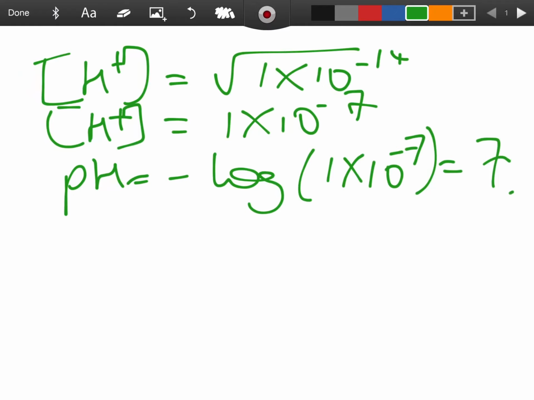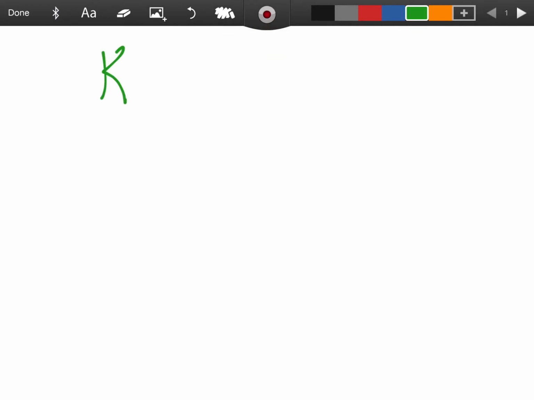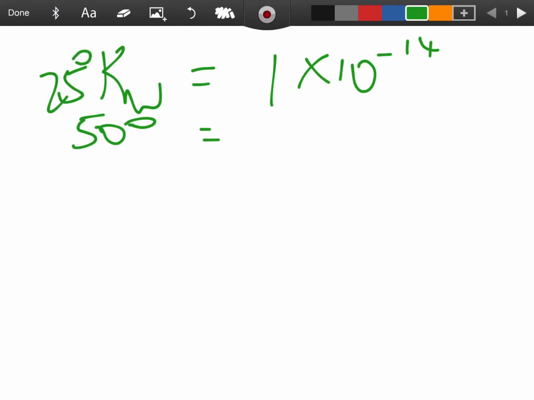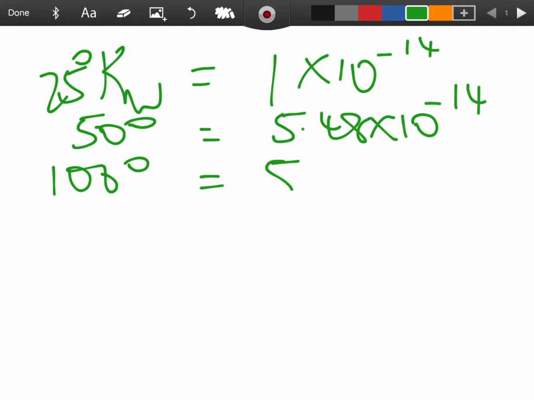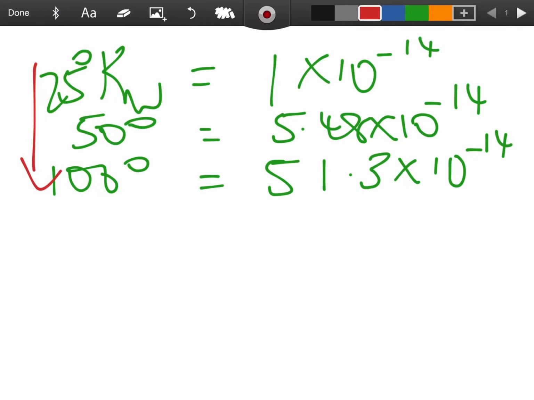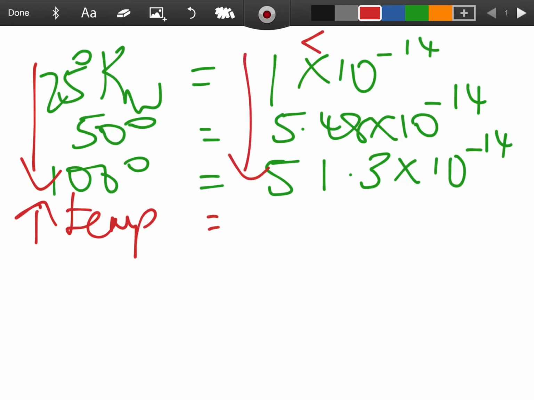Now, when you look up Kw values in your book, you'll see that the Kw at 25 degrees is 1 by 10 to the minus 14. At 50 degrees, the Kw value is 5.48 by 10 to the minus 14. And at 100 degrees, it's 51.3 by 10 to the minus 14. So as you increase the temperature, what's happening to the value of Kw? The Kw value also increases, doesn't it? The numbers are getting bigger as you increase the temperature of the water.